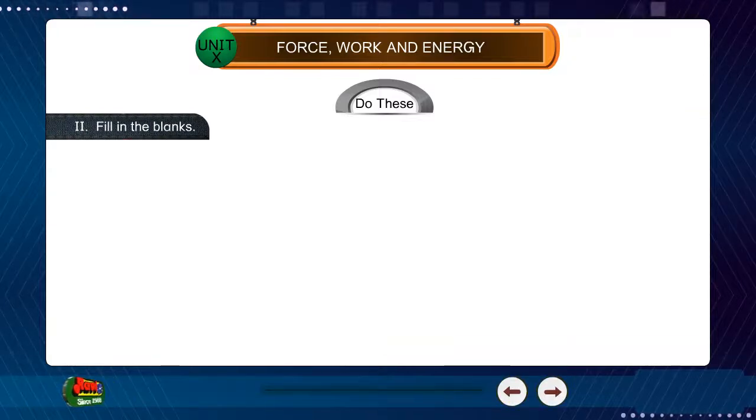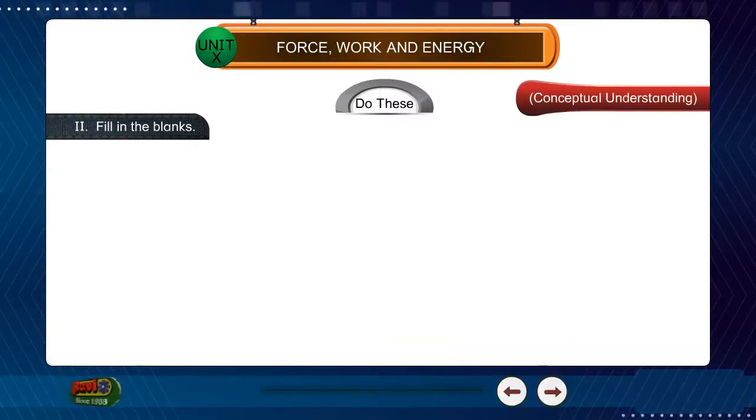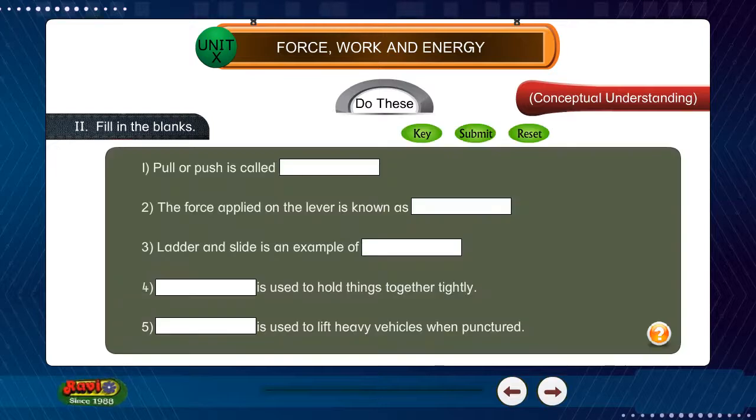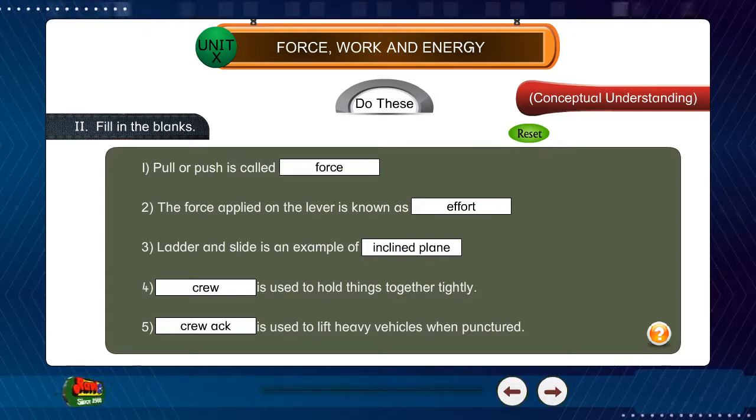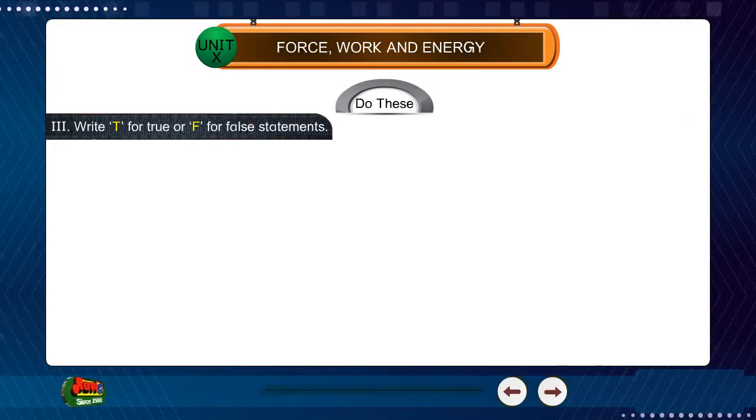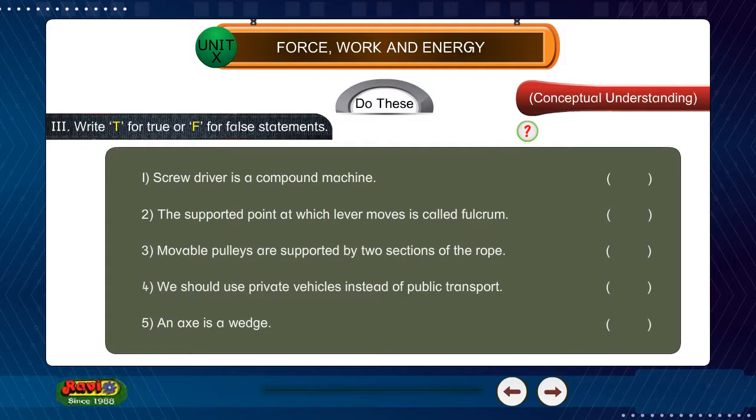2. Fill in the blanks. Conceptual understanding. 3. Write T for true or F for false statements. Conceptual understanding.